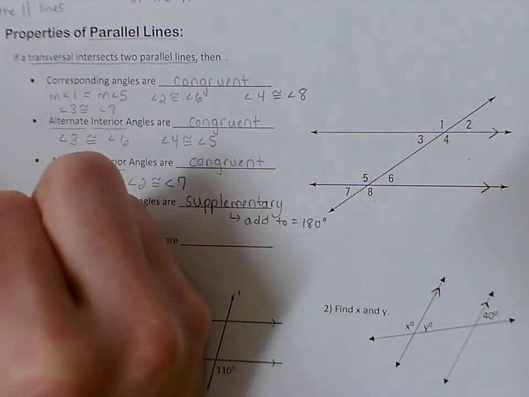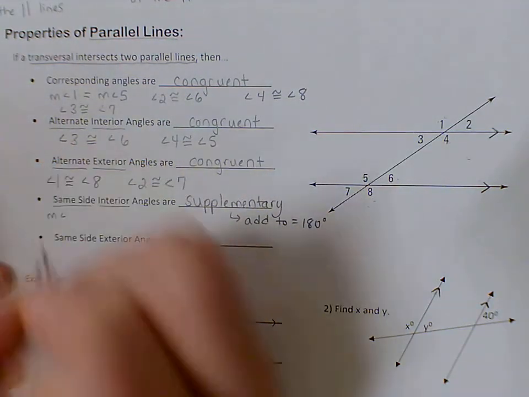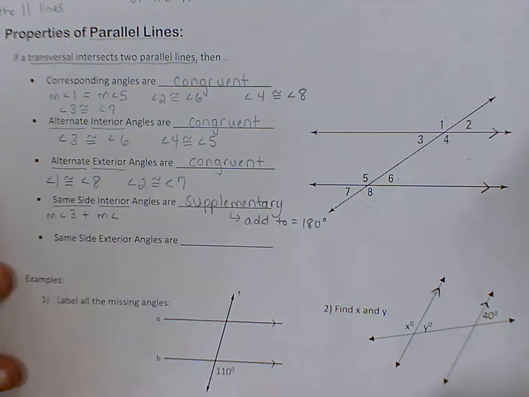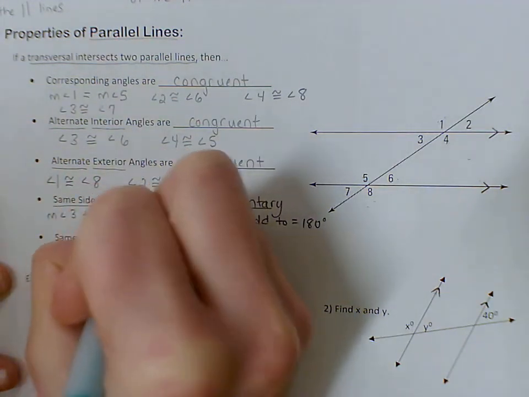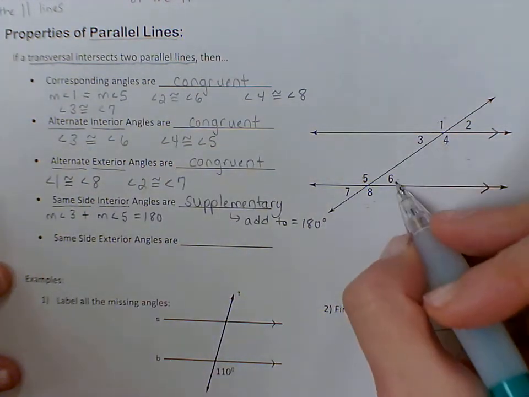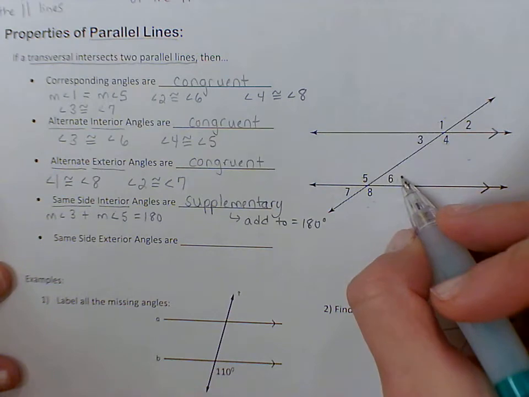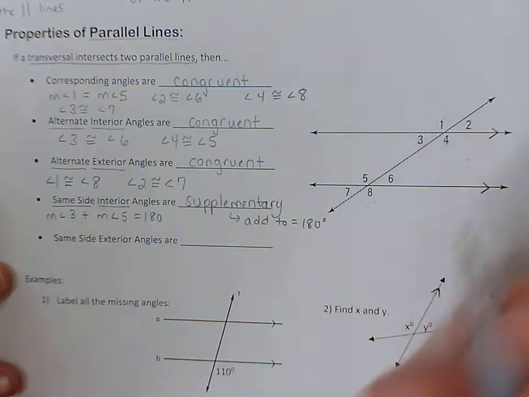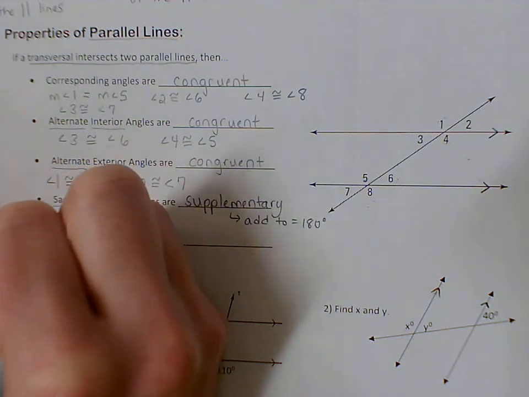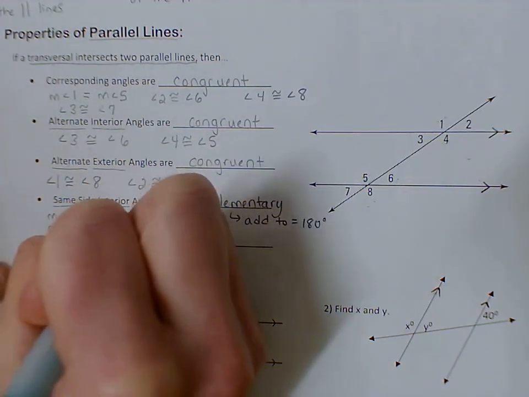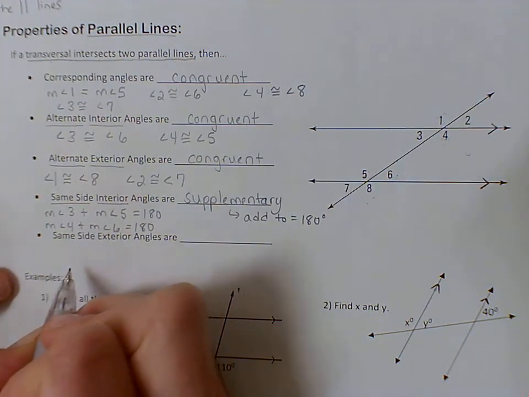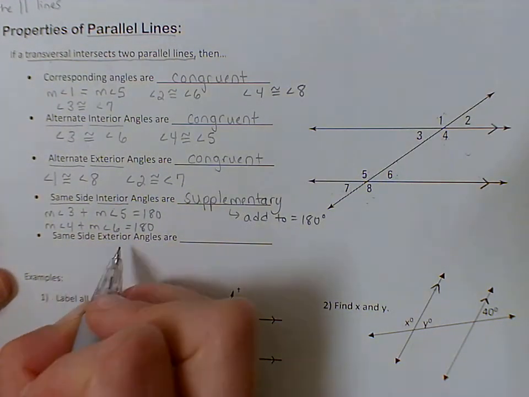So to set those up, you'd take whatever the measure of angle 3 is, plus the measure of angle 5, and then it would equal 180. Okay, and same thing with 4 and 6, their measures would have to add to equal 180. So you'd take the measure of angle 4 plus the measure of angle 6 and equal that to 180.